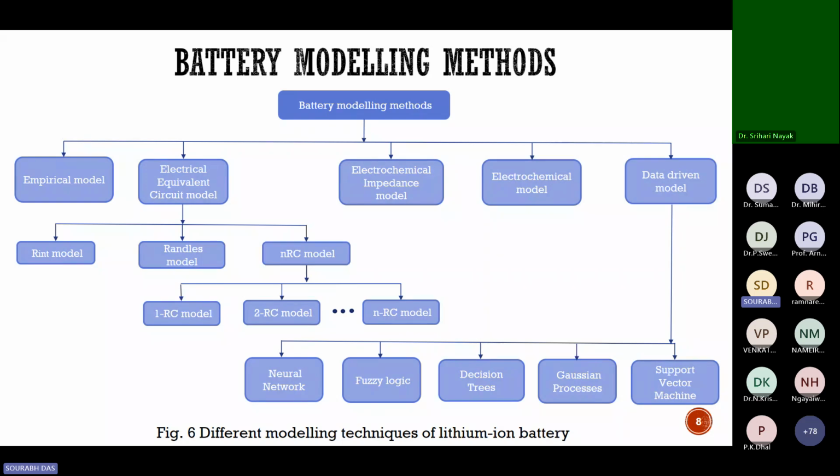Then the electrical equivalent circuit model. It simulates a battery using standard electrical components like resistors, capacitors, and voltage sources, and it is widely used for the SOC estimation of the battery. Generally, there are three types of ECM models: the RINT model, the Randles model, and the NRC model.